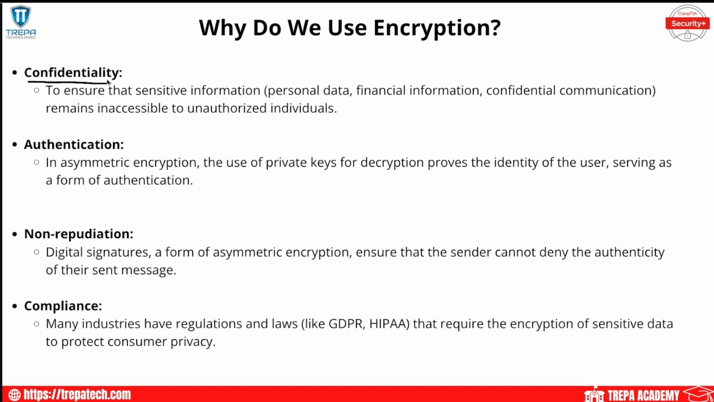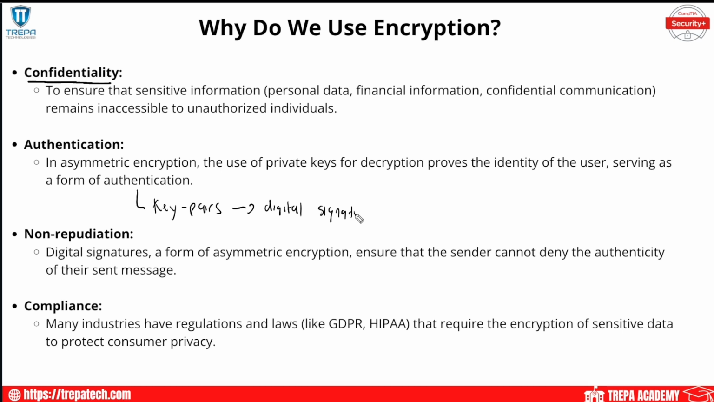We're just protecting our stuff, right? We're using encryption so that if someone's doing a packet capture, they can't just read in plain text what we're sending. We also use it for authentication. In the case of asymmetric encryption, the use of private keys for decryption proves the identity of the user, serving as a form of authentication. We're going to learn about how those key pairs, public and private keys, deliver authentication, especially when we use them for something like digital signatures.